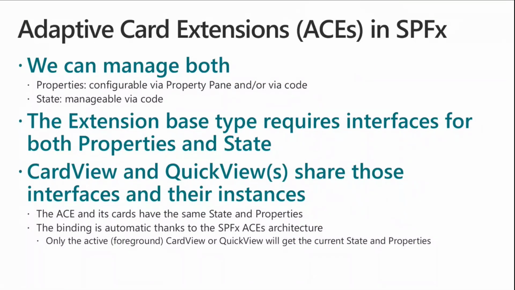Whenever we create adaptive card extensions for Microsoft Viva Connections in the SharePoint Framework, we can manage properties and state like we can do with whatever kind of React component. Specifically, we can manage the properties either using a configurable property pane, like we do for web parts, or we can manage property values via code, as well as manage the state of the component in code.